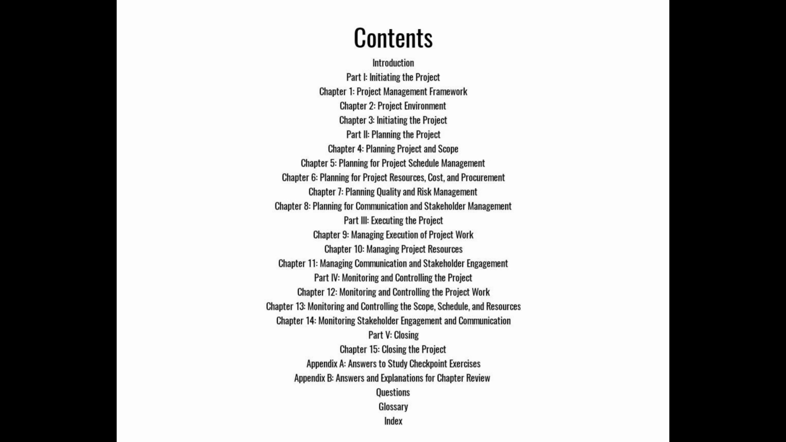Chapter 6, Planning for Project Resources, Cost, and Procurement. Chapter 7, Planning Quality and Risk Management. Chapter 8, Planning for Communication and Stakeholder Management. Part 3, Executing the Project. Chapter 9, Managing Execution of Project Work. Chapter 10, Managing Project Resources. Chapter 11, Managing Communication and Stakeholder Engagement.